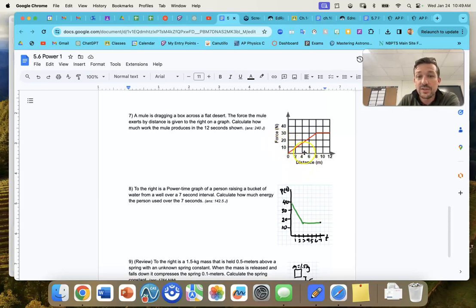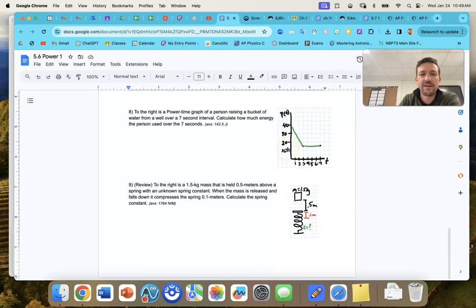So how would we get the integral of force with respect to distance on a graph like this? It's going to be area, right? So work is equal to this, and that would be the area of that graph.